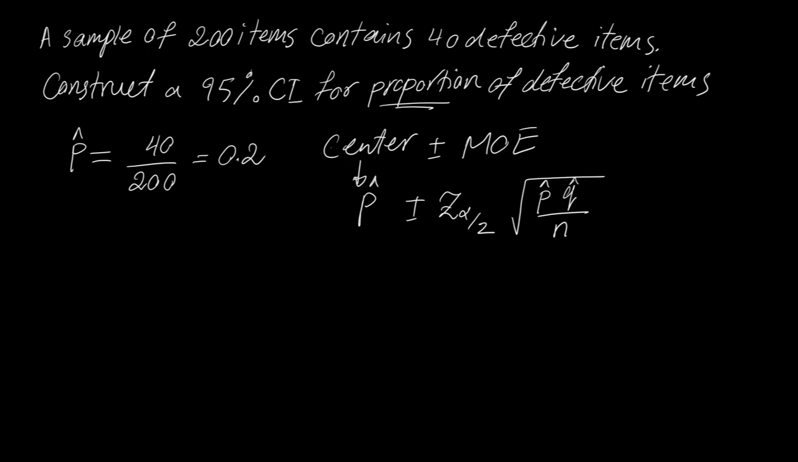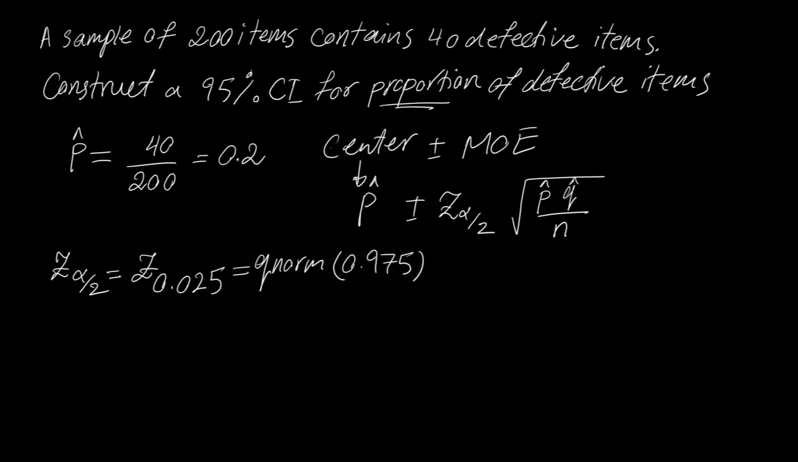We already know the center, and for the rest of the question, I need to find z of alpha half. Alpha is 5%, so it's z of 0.025, and it is qnorm of 0.975. And then we know p hat is 0.2. So q hat, or 1 minus p, is 0.8. Then we just substitute to find the final answer. Here it's 1.96.